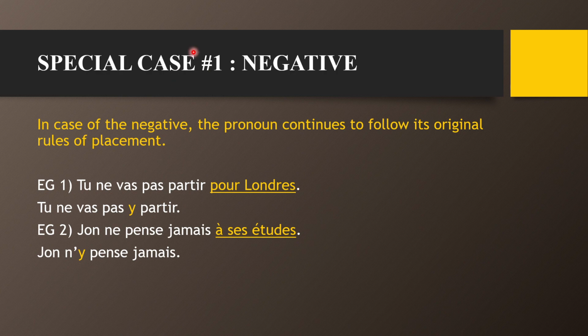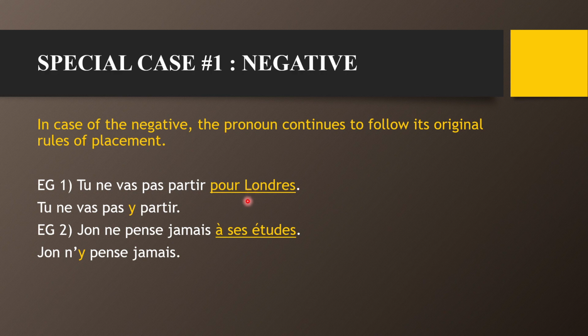Now, the first special case that we have is the negative sentence. What do you do in the negative sentence? What is your addition in the sentence? You have an extra ne and you have an extra pas, plus, jamais, whatever your negative word. Now, in case of the negative, the pronoun will continue to follow its original rule. Don't be thrown off by the fact that you have a negation in the sentence. Continue to follow the rules of placement. Tu ne vas pas partir pour Londres. So this is a place now. You're not going to go to London. You're not going to leave for London.